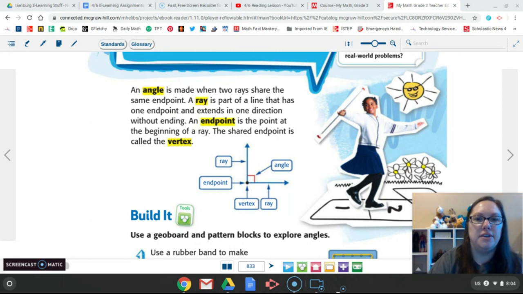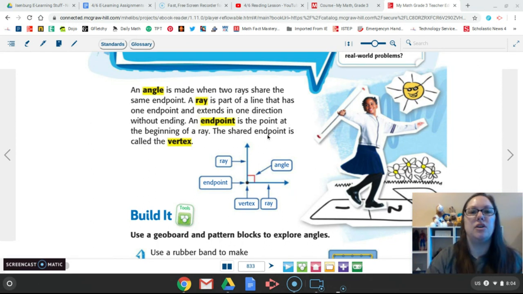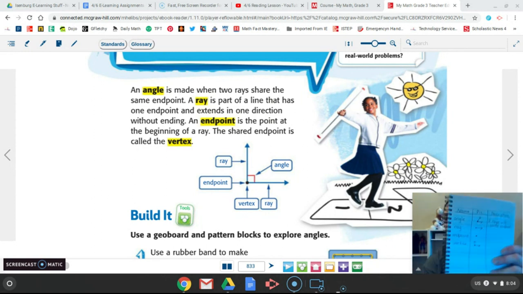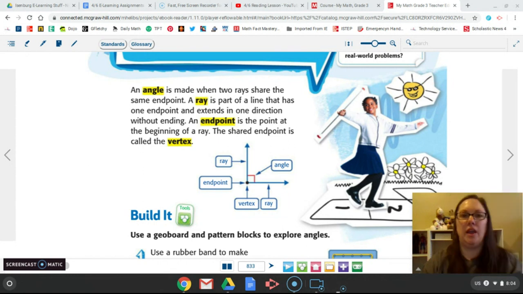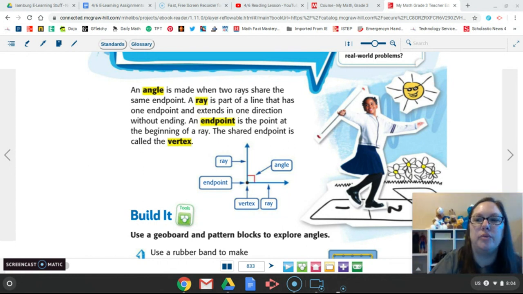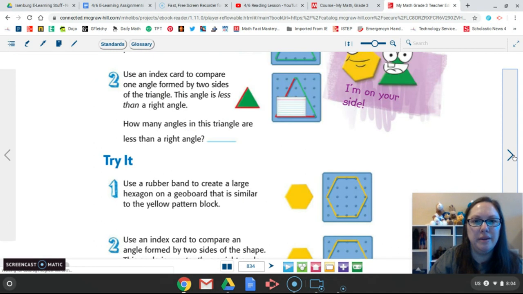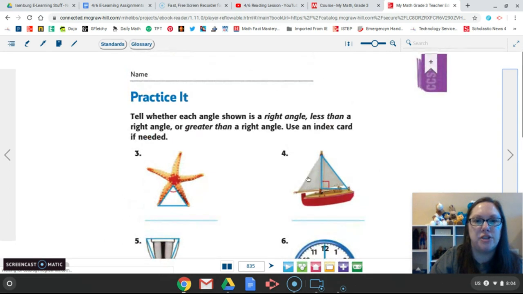Okay, and that's where a ray begins. Okay, then the shared endpoint is called a vertex. So when 2 rays come together, they form a vertex. Okay, and the vertex, think of it as the corner. Okay, so if we have angles, the vertex would be right here, the corner. Okay, the shared endpoint. So what we're going to be talking about in this part of the lesson is, I'm going to skip through some pages here so you can turn now to page 835.